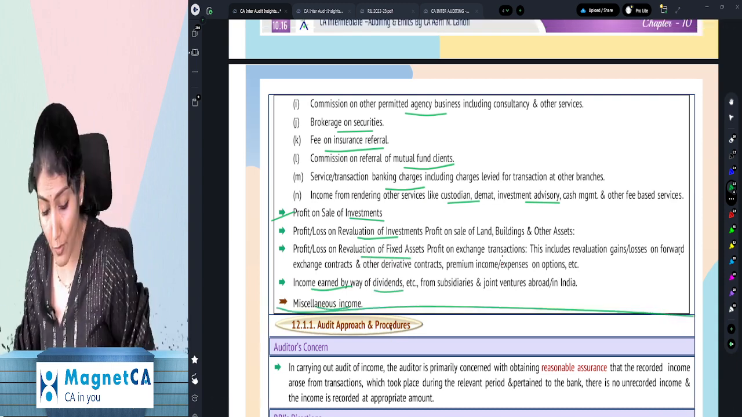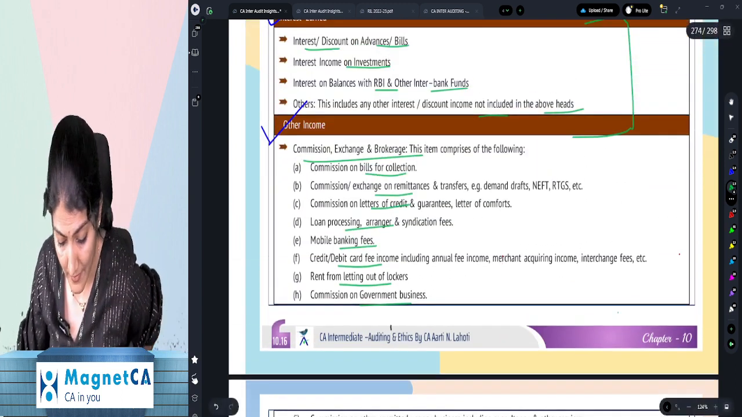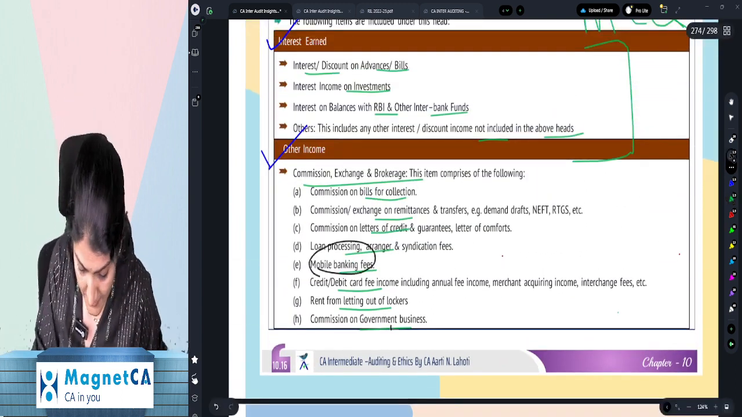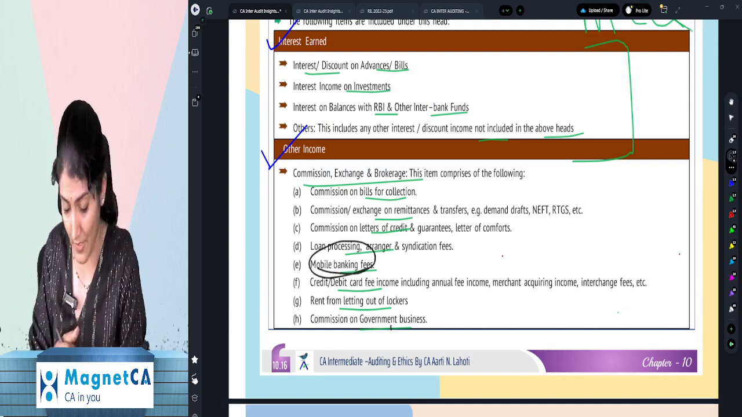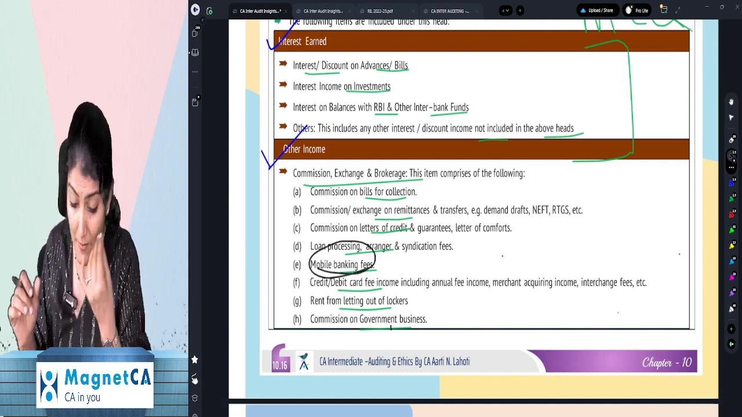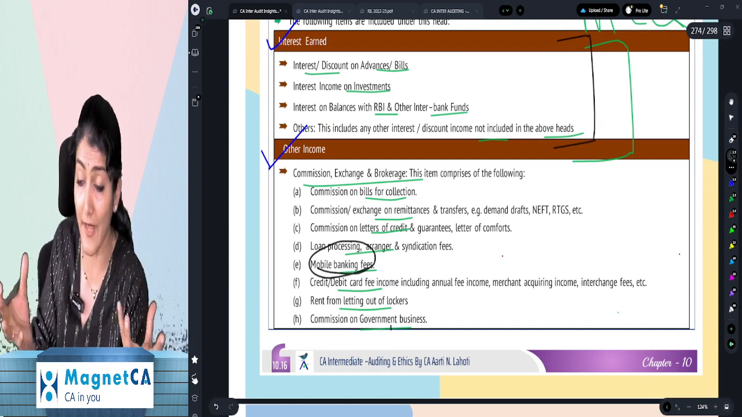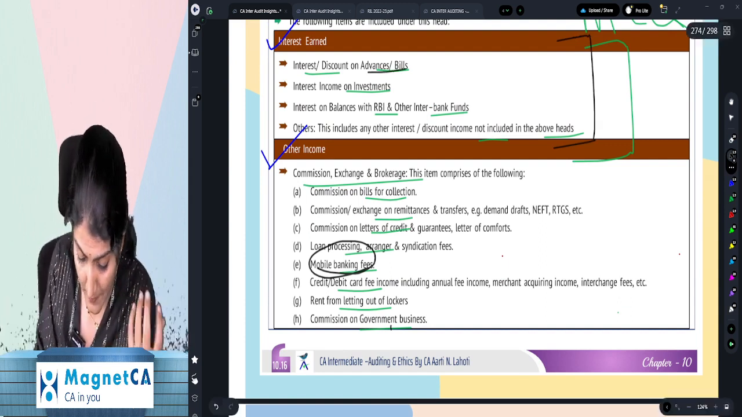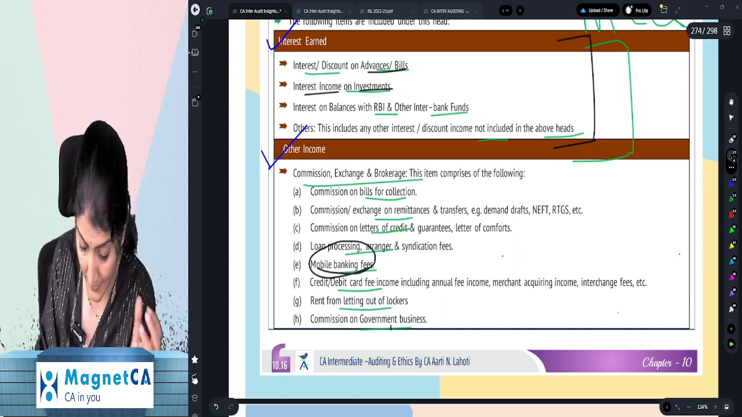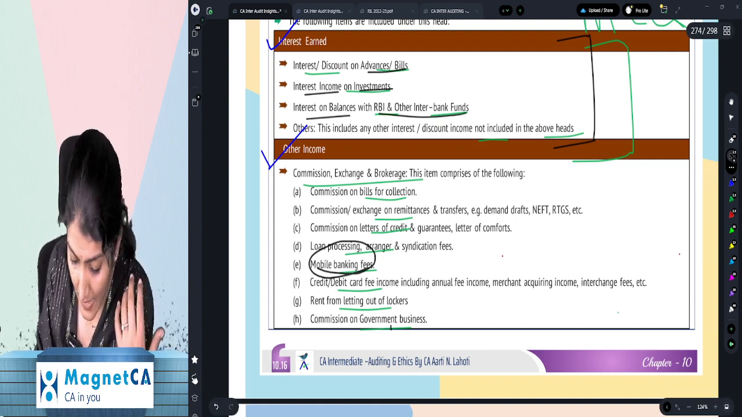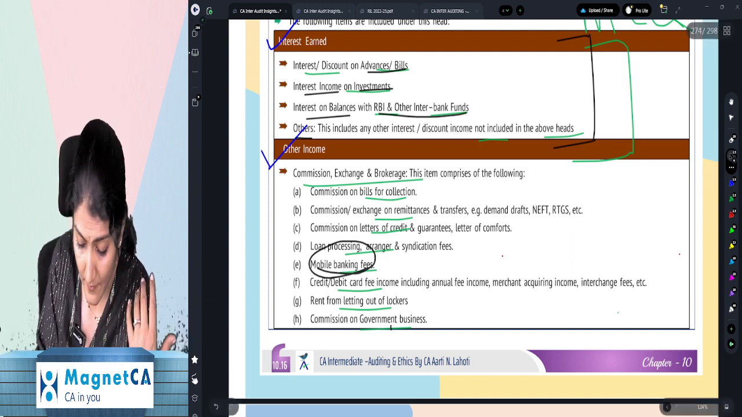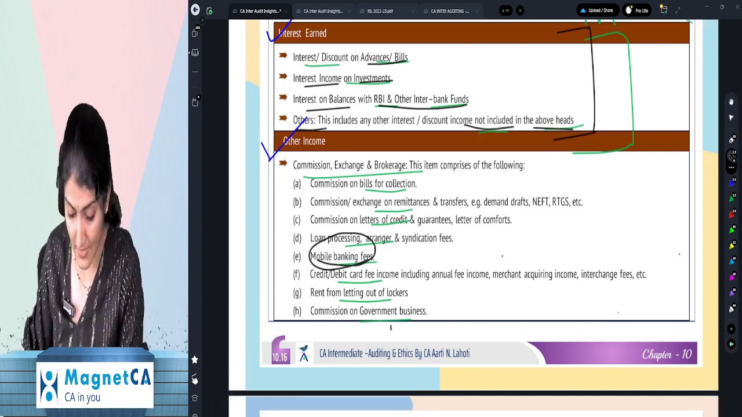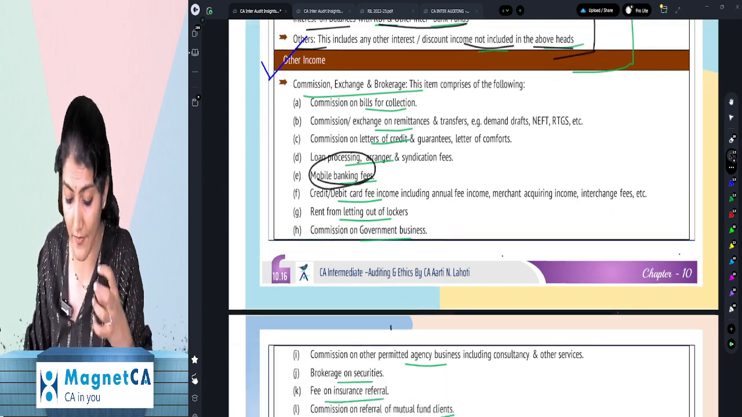So they ask, is the mobile banking fee to be included in the main income of the bank? Correct or incorrect, MCQ now. Does the mobile banking fee come in the main income of the bank? No, the main income is interest earned: interest and discount on advances and bills, then interest income on investment, then interest on balances with RBI and other interbank funds, and others not included under the above heads. So that is the interest income, the interest earned, and then the other income.